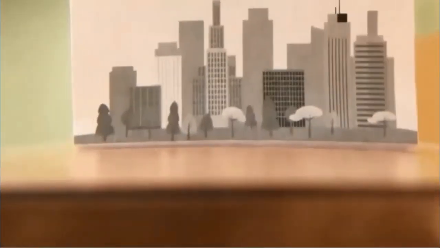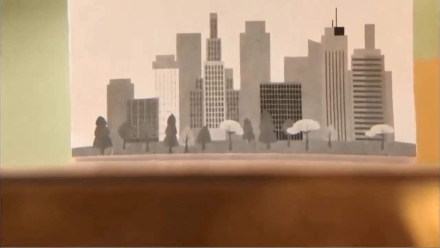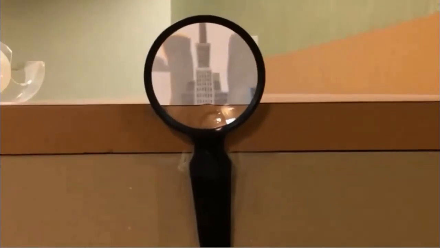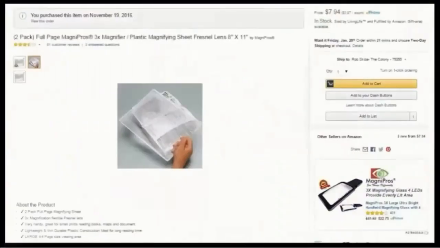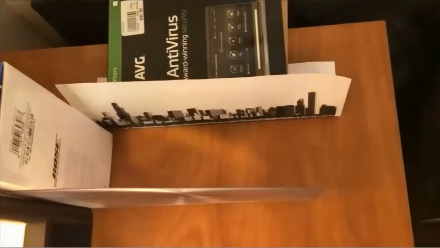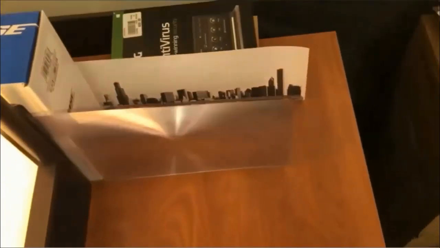Science is all about testable, observable, and repeatable data, right? So to alleviate the problem of distorting the edges because the magnifying glass ring is too small, I went on Amazon and got these plastic magnifying sheets and came up with another way of doing the same thing using the sheet right here. And set the city up, a little cutout of the city, and now I've got the big magnifying glass sheet.